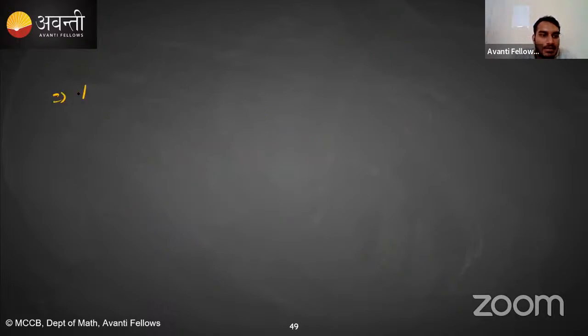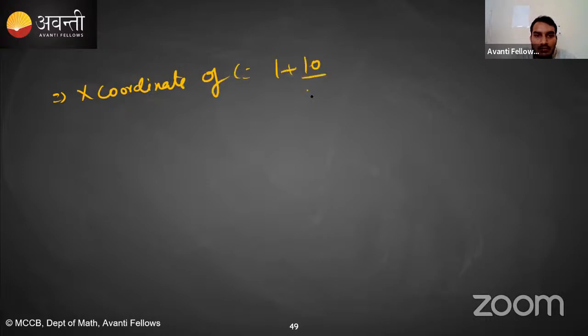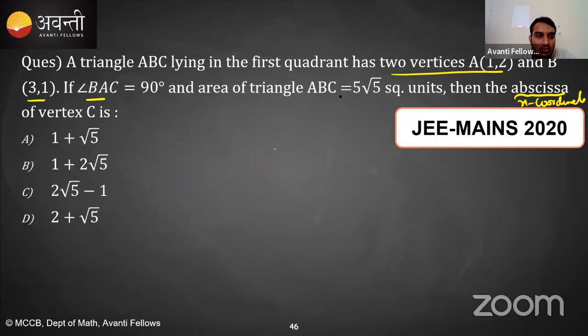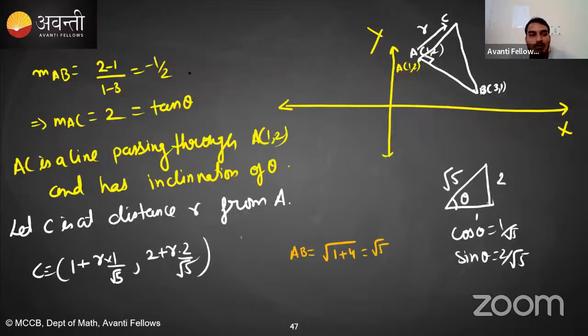So it implies the x coordinate of C is 1 plus R by root 5, which is nothing but 1 plus 2 root 5. This is the answer. That's all. What is the answer? 1 plus 2 root 5, B option. Clear, everyone? Students, so B option is the correct option. Any doubt with this question? Tell me quickly in the chat box. Is there any doubt? Okay.